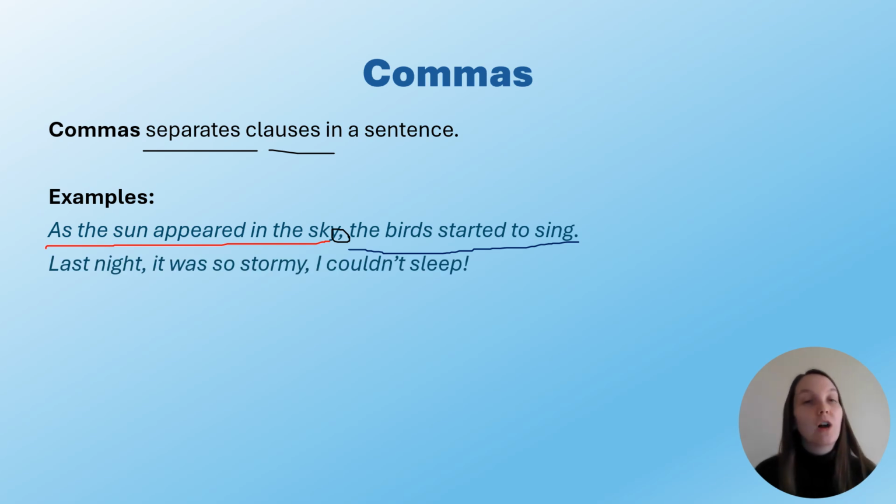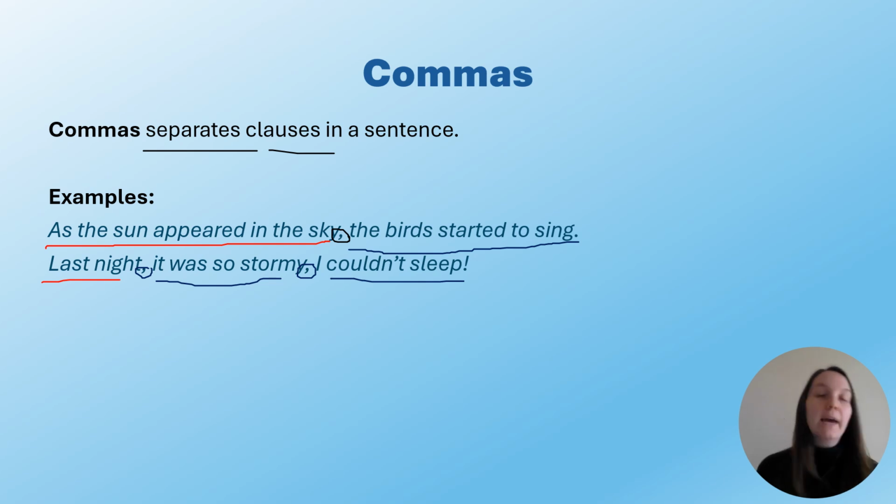Okay, let's have a look at this one. So we've got last night, it was so stormy, I couldn't sleep. So here we've got two commas, because there are three clauses. So the first one is a dependent clause. Last night, okay? Of course, we need to continue that because it doesn't fully make sense on its own. So that's dependent. But then we've got two independent clauses. It was so stormy, I couldn't sleep. So both of those clauses make sense on their own, but the first one doesn't. So we've got three clauses in here, so we have to separate the clauses up with the commas.